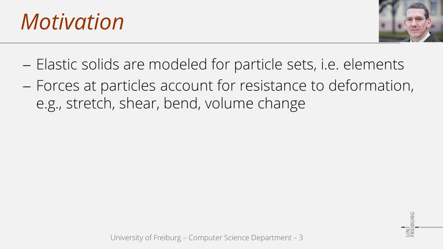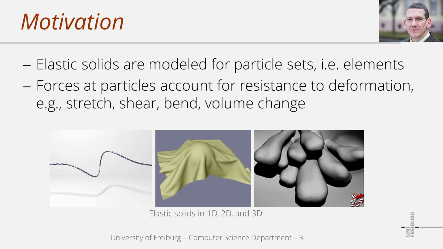For instance, a line segment can be stretched, a surface can be sheared or bent, and volume elements can change their size. These different deformation aspects are illustrated in the images. We see a rope that is subdivided into line segments and particles. Each line segment consists of 2 particles, and if a line segment is stretched or compressed, we end up with elastic forces at the respective particles in order to minimize the deformation.